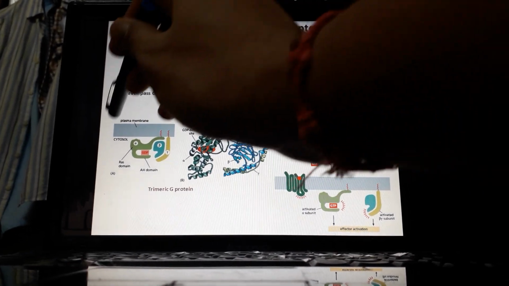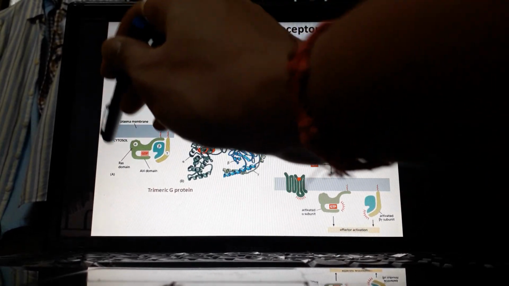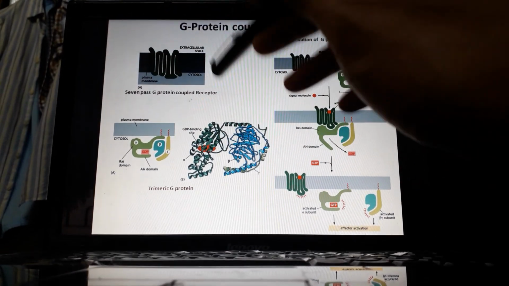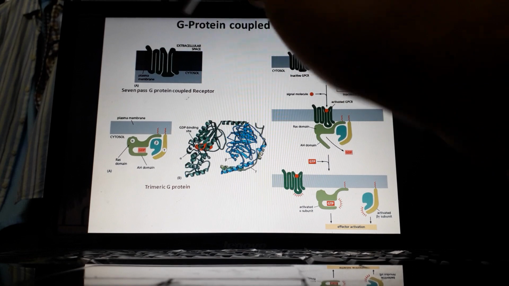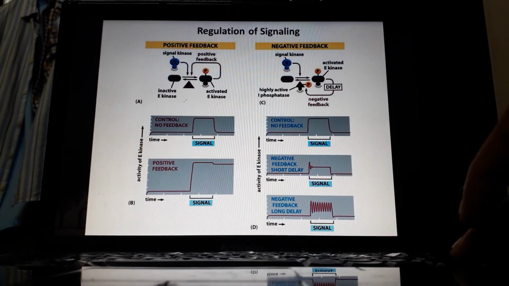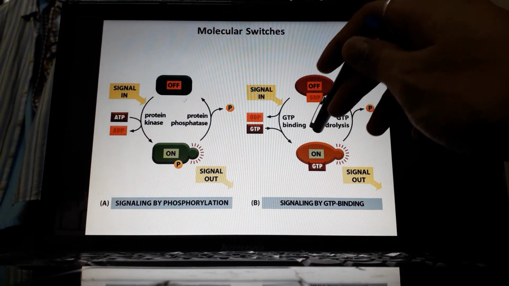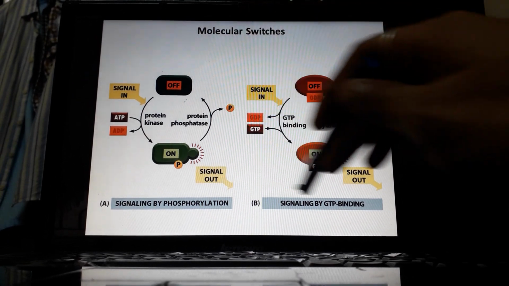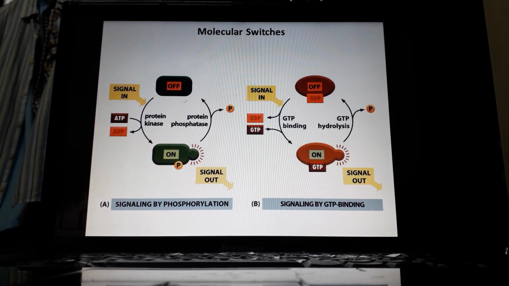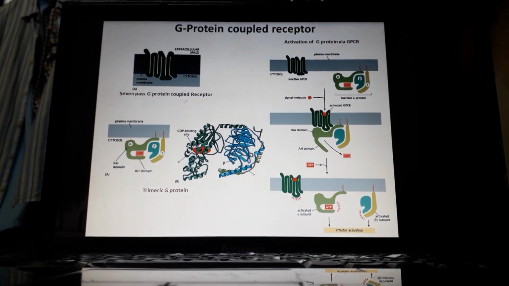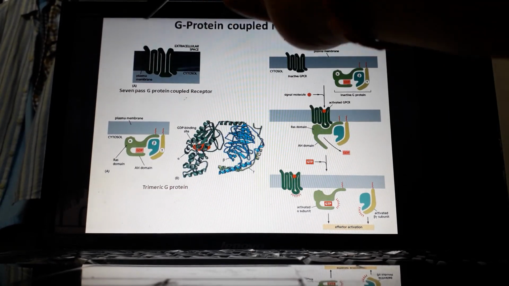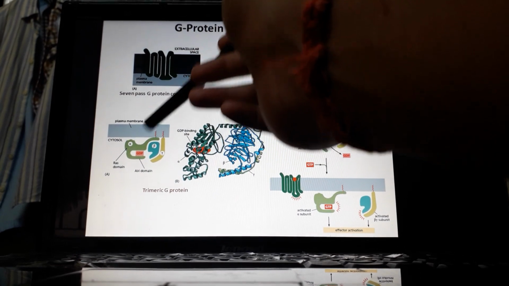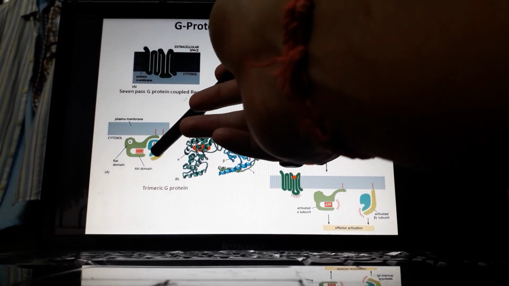And this is a trimeric protein composed of 3 kinds of polypeptide chain, alpha, beta and gamma, this G protein. And they are basically, as I told you, also molecular switches. So they are nothing but GTP binding switches. These switches are turned on by binding of GTP, and these switches are turned off when these GTPs are converted into GDPs, right.